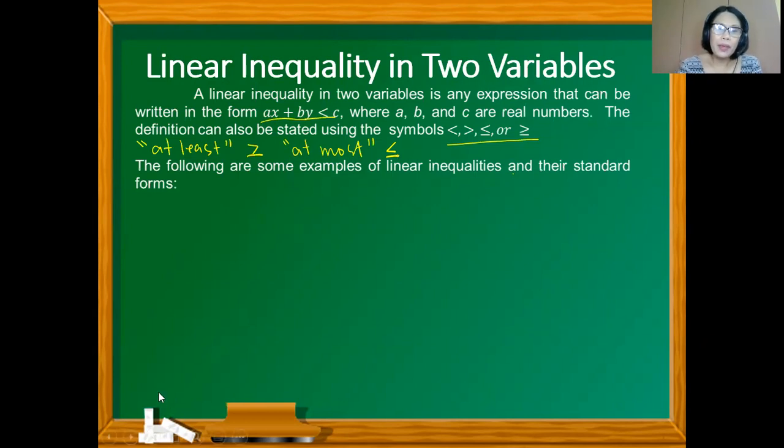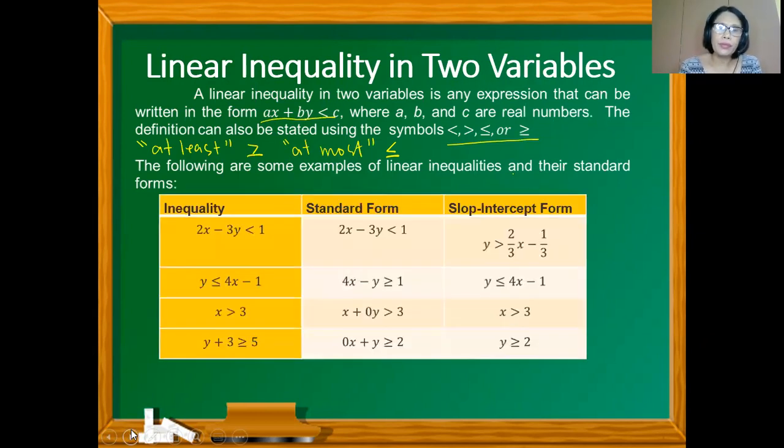Now, the following are some examples of linear inequalities and their standard forms. So this is slope intercept form. So we have 2x minus 3y is less than 1. When converted to standard form, we have this one and this one. As I was saying, linear equations are closely related to inequalities. Remember, we also have the standard form of a linear equation. We also have the slope-intercept form of a linear equation.